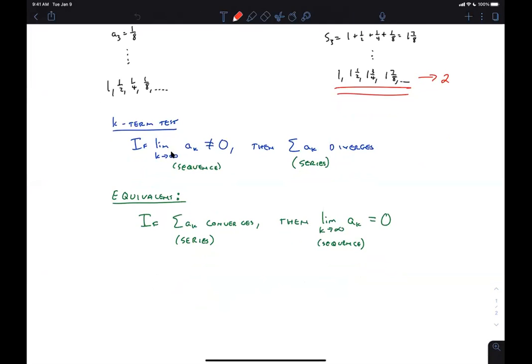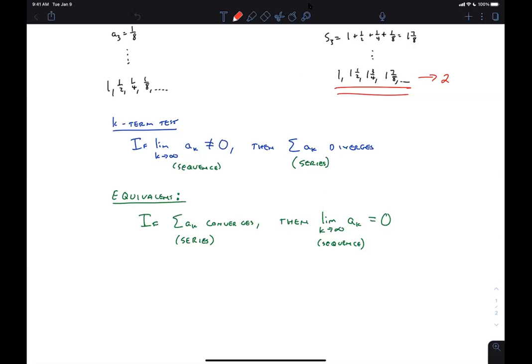So if the sequence does not go to 0, then the series diverges. If the sequence does go to 0, we don't know what happens with the series. And then same down here. If what we know is that the series converges, then we know the sequence goes to 0. But if we know the series diverges, there is no conclusion here. Does that make sense to everybody? Everybody clear? So these are the exact two things we know from the K-term test, or test for divergence, if you've been calling it that, either way.